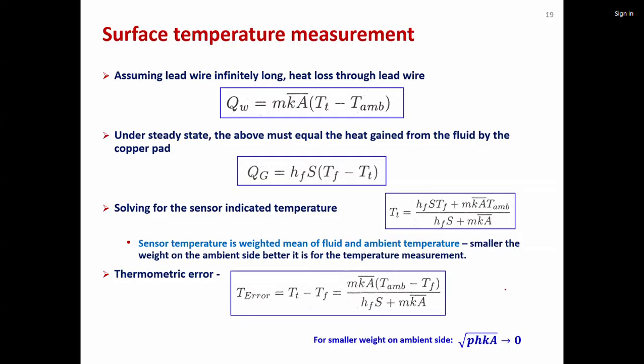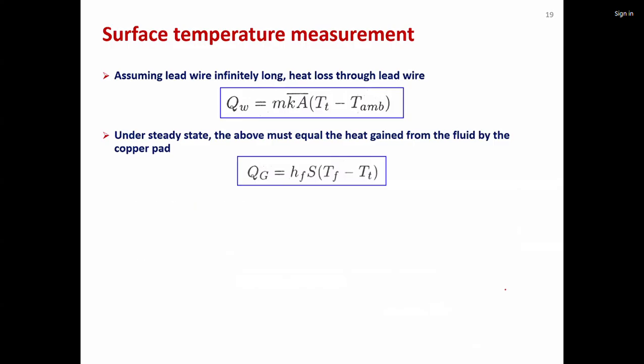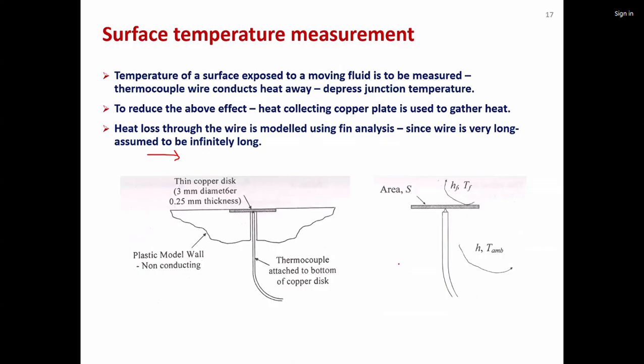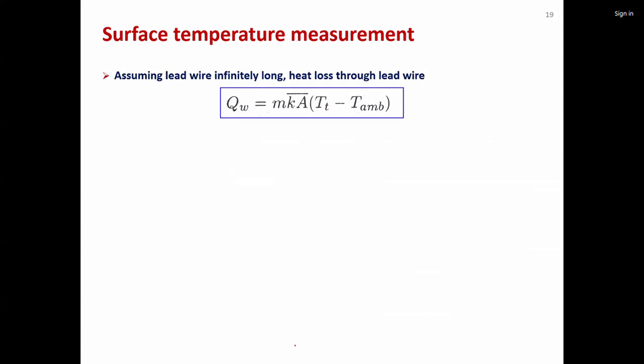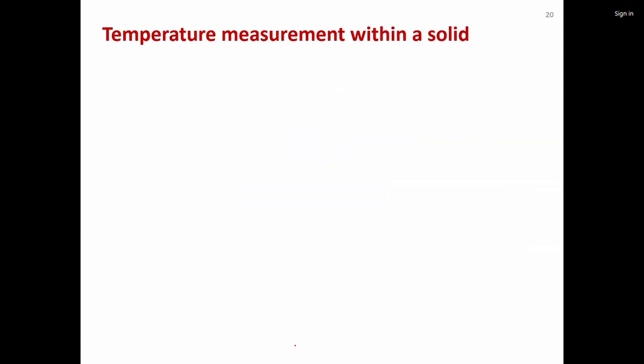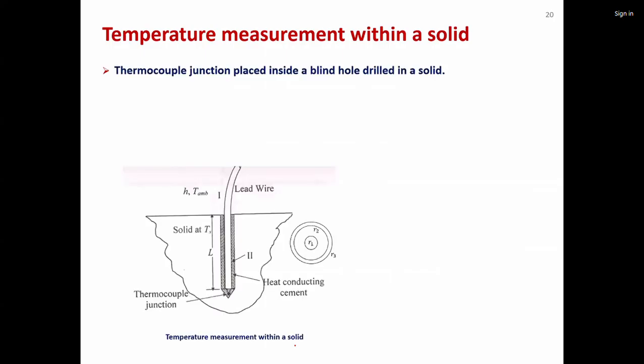Right. So this is one kind of example that we see, when it's trying to measure the temperature of a surface which is exposed to some kind of fluid. Next, let us talk about this temperature measurement error when we are trying to measure the temperature of a point inside a solid. Okay, so there may be some application where you are trying to measure the temperature at a point which is located inside a solid.